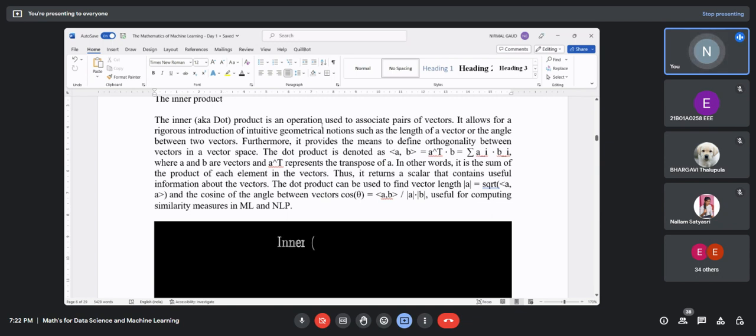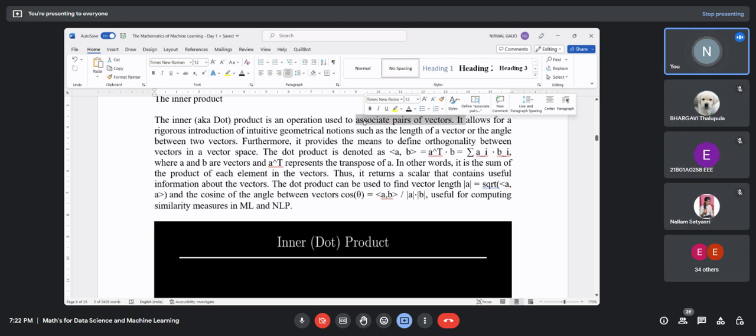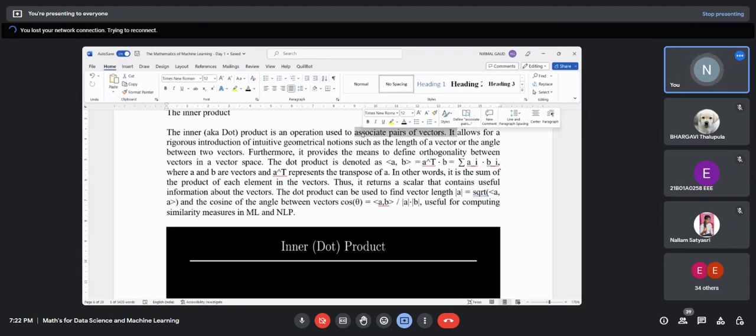Okay, so dot product or inner product is an operation associated with a pair of vectors. I am given a pair of vectors, vector a and vector b, and if I need to find the dot product between a and b, then I write magnitude of a, magnitude of b, dot cos theta.